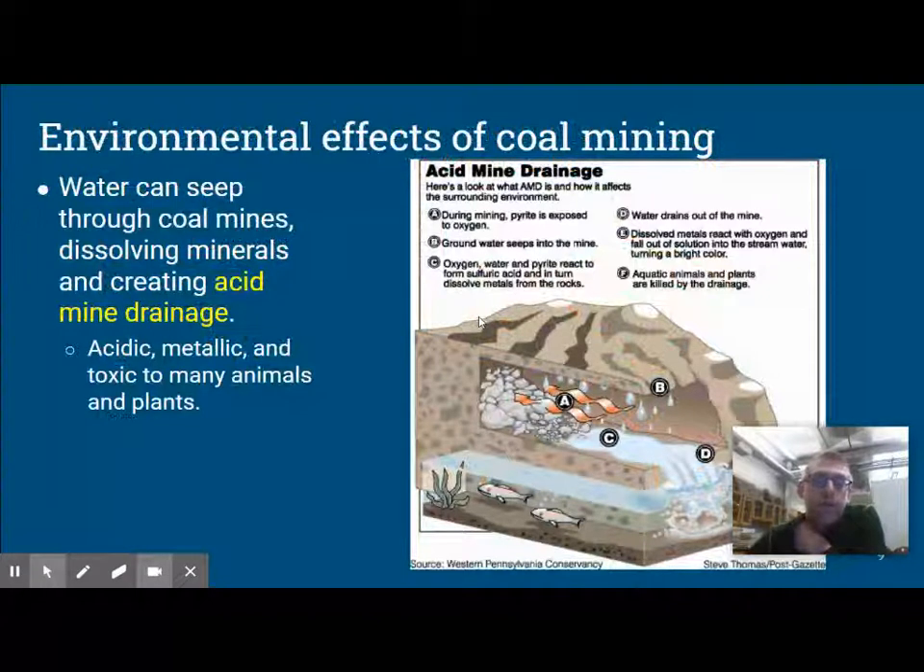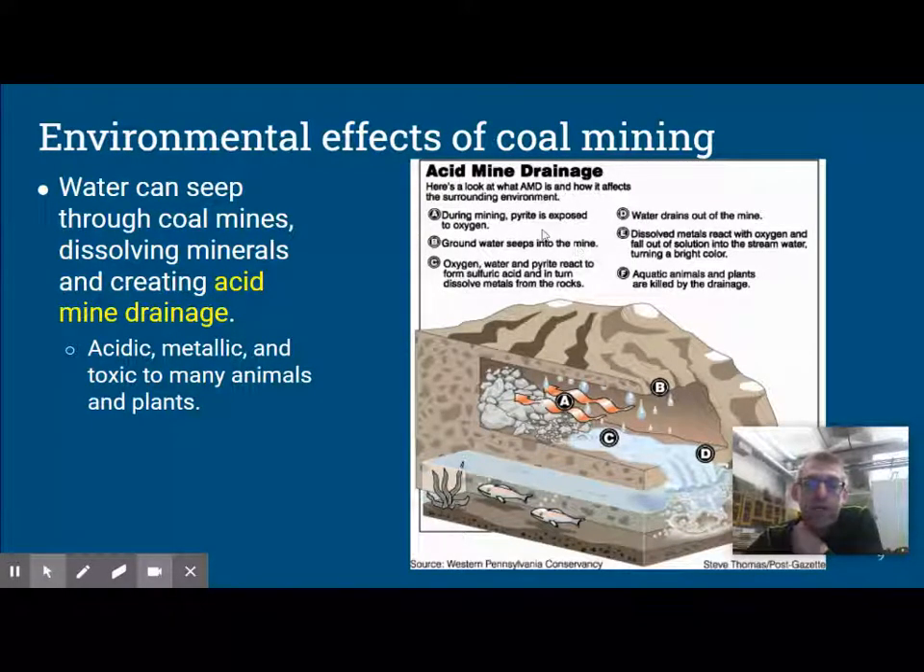So some environmental effects of coal mining. So obviously when we are mining the coals, water can seep through coal mines, dissolving minerals and creating acid mine drainage. So this then leads to acidic, metallic, and toxic properties, leading to animals and plants that drink the water, potentially even humans. So here's some information on the right as well with acid mine drainage.